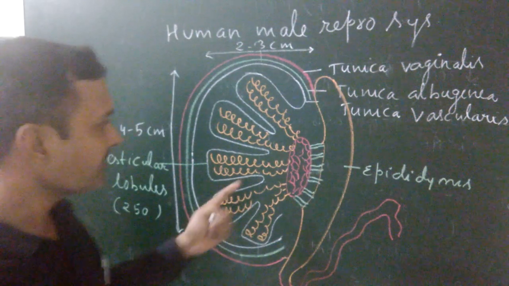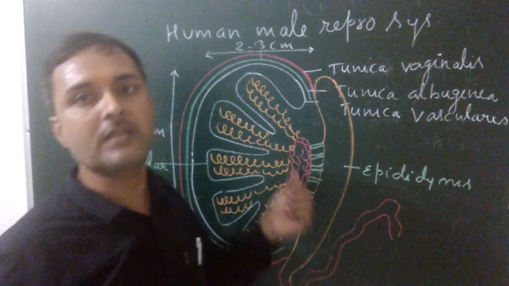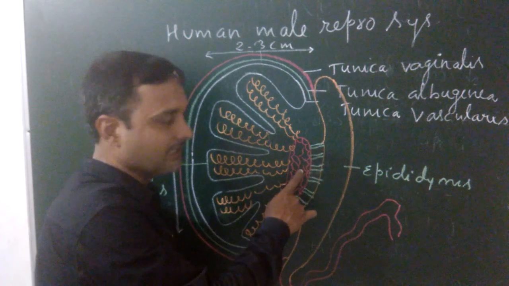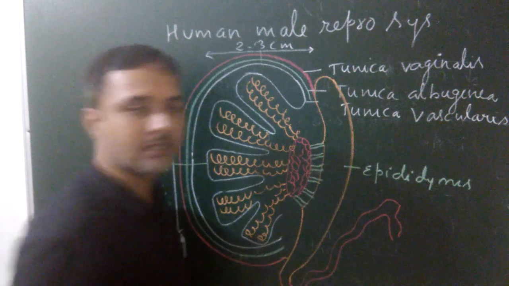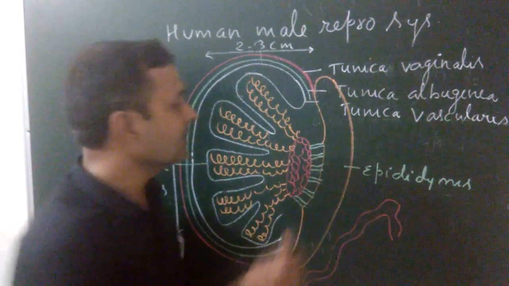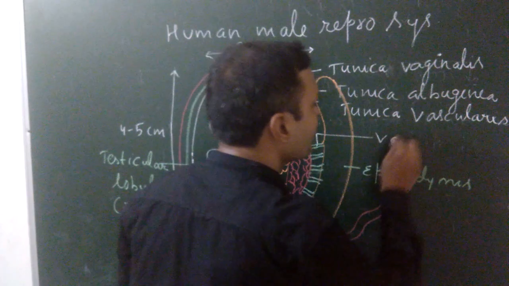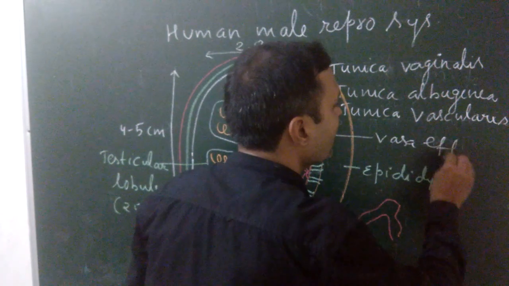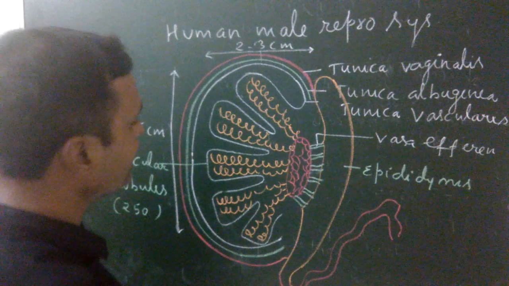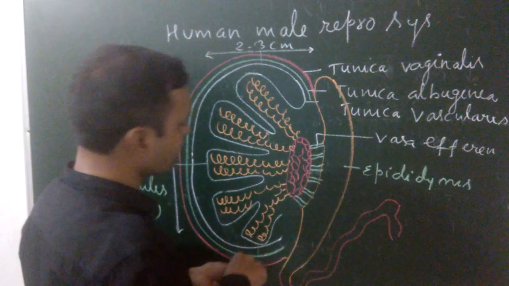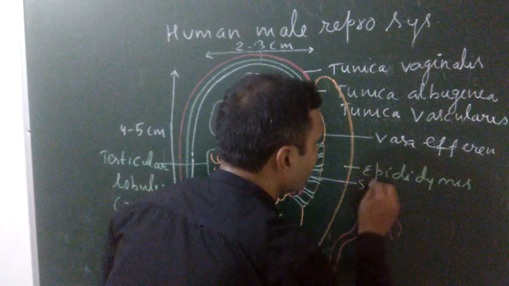Okay, these seminiferous tubules combine with each other and form a network structure known as rete testis. From the rete testis, fine tube-like structures arise, known as vasa efferentia. So this is the vasa efferentia, and this highly coiled structure is known as the seminiferous tubules.